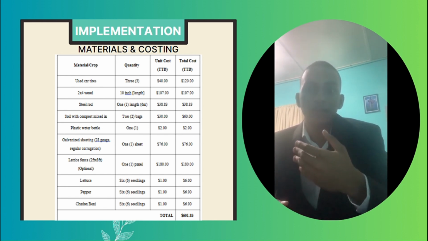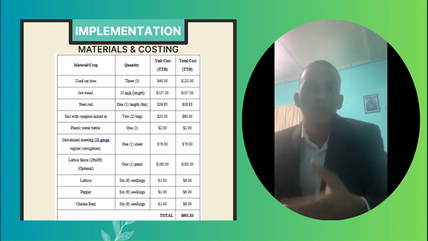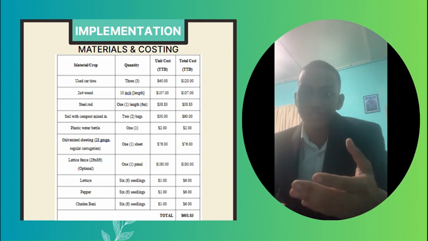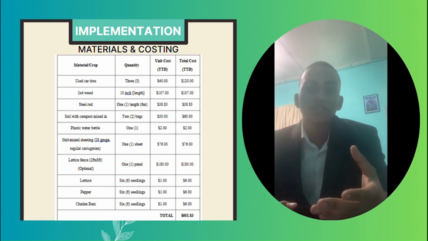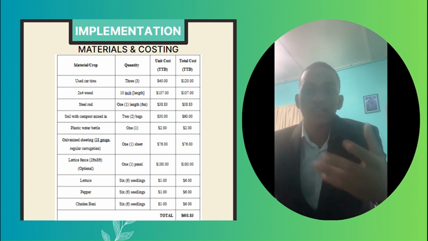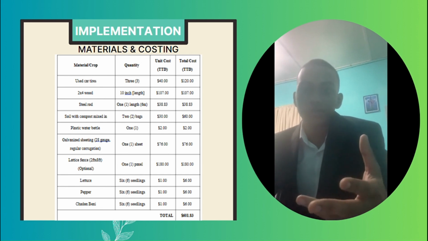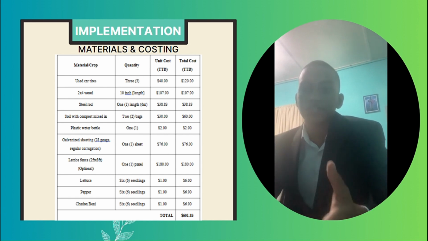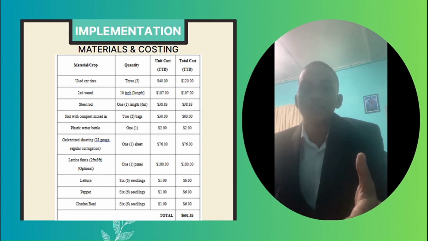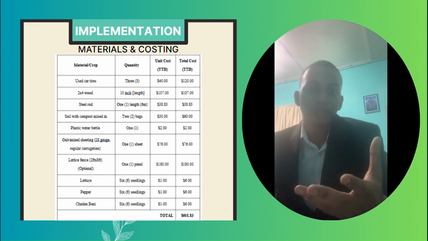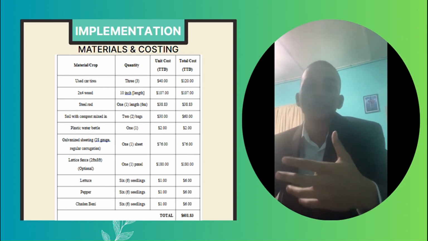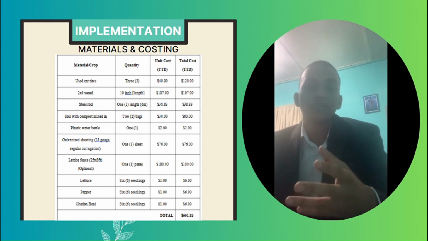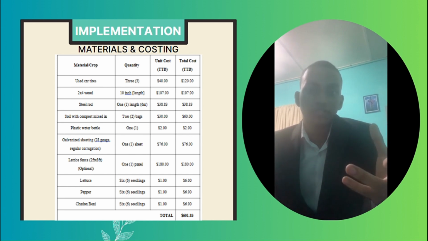We used car tires, 2x4 wood, steel rod, soil with compost mixed in, plastic water bottle, sheeting, lattice fence, and the 3 crops we used in addition to our materials were lettuce, pepper, and shadow beni. So everything in total cost us $601.83. But it is also important to note that some of the stuff we got could actually be obtained for free. Some of the stuff that we got is things that companies give away and basically stuff that you wouldn't necessarily need to go purchase.